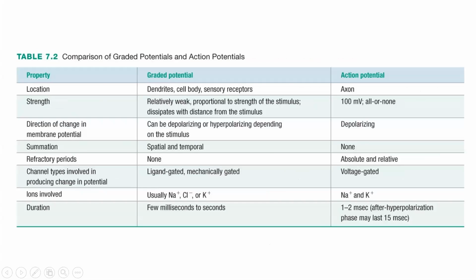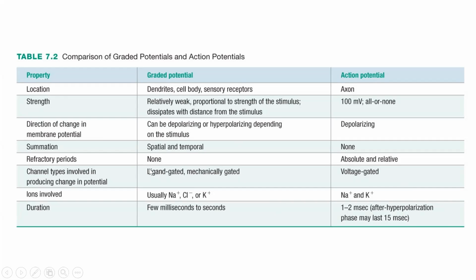Same here. So this one compares graded potentials to action potentials and how they differ. So for example, we can see summation of graded potentials, but we cannot see summation of action potentials. Remember, an action potential will always have the same quality, the same duration, etc. Graded potentials are different. They can be graded. They can vary in their quality. They can be small. They can be large. They can have different amplitudes, different duration.